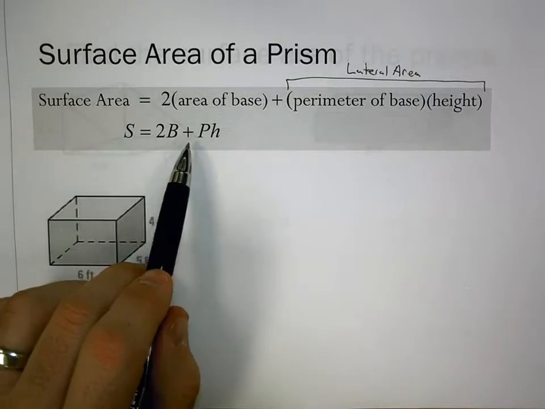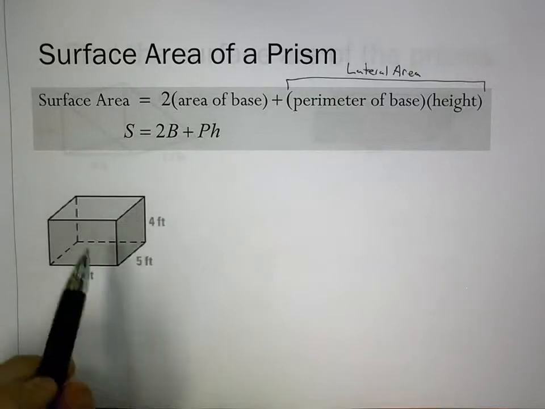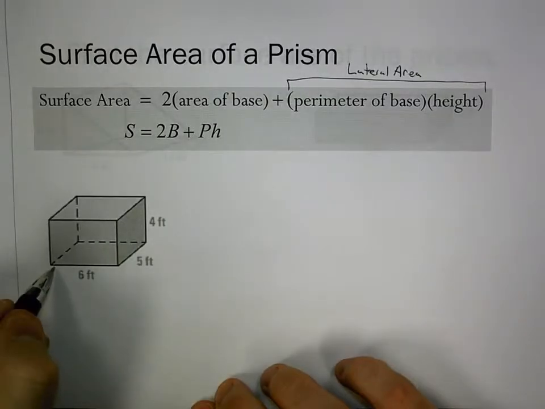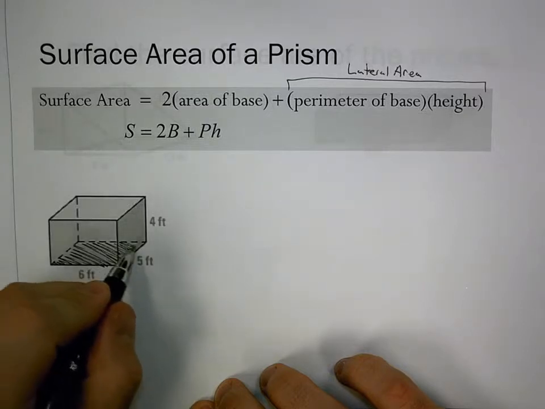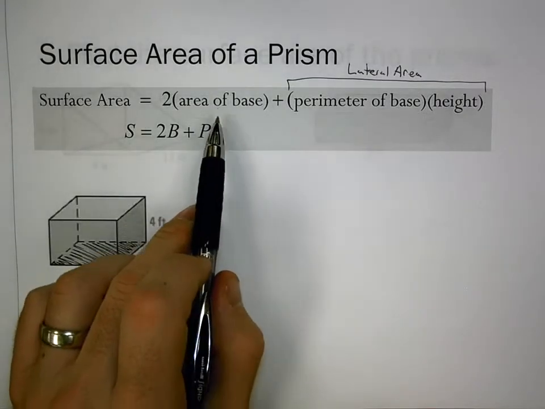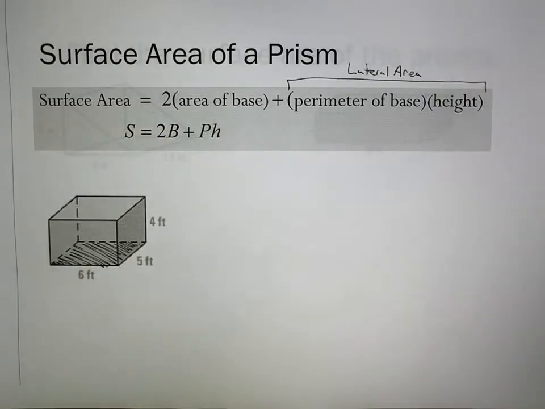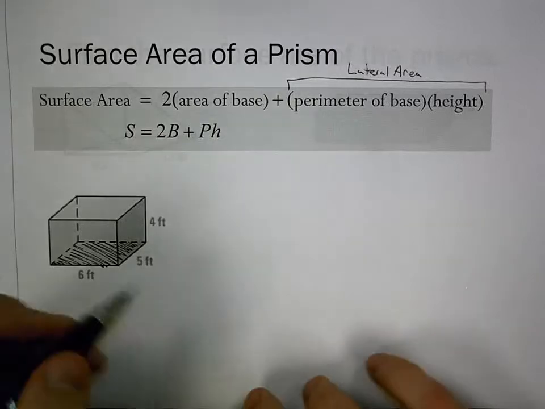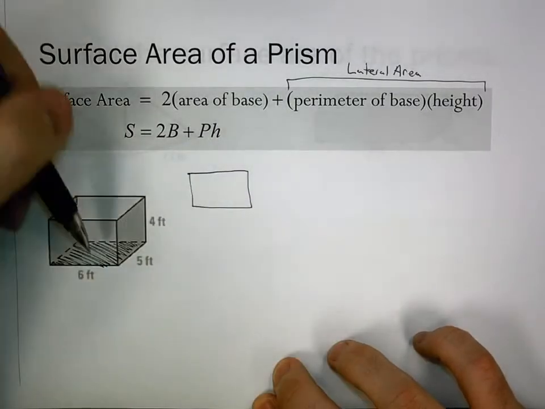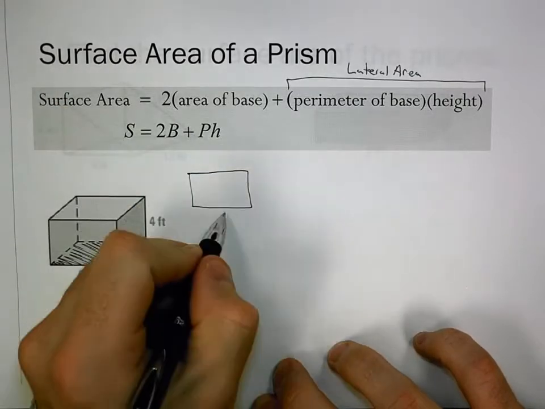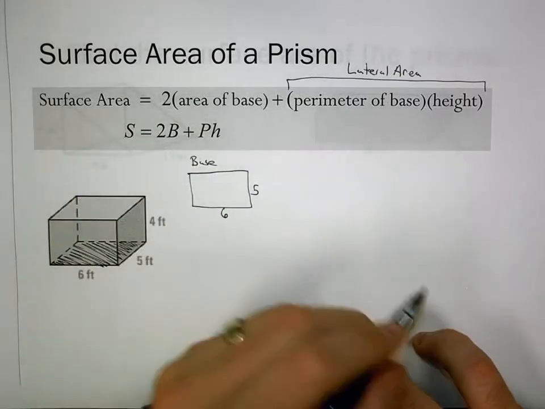S equals 2B plus P times h is the short form. So if we look at our first example, a rectangular prism, I can shade in this base here. And why the base is important is if you look at the 3 things we need, area of the base, perimeter of the base, and the height, 2 of those 3 things actually come from the base. So it's good to get into the habit of drawing the base off to the side, the way we would look down on it, and make it a rectangle.